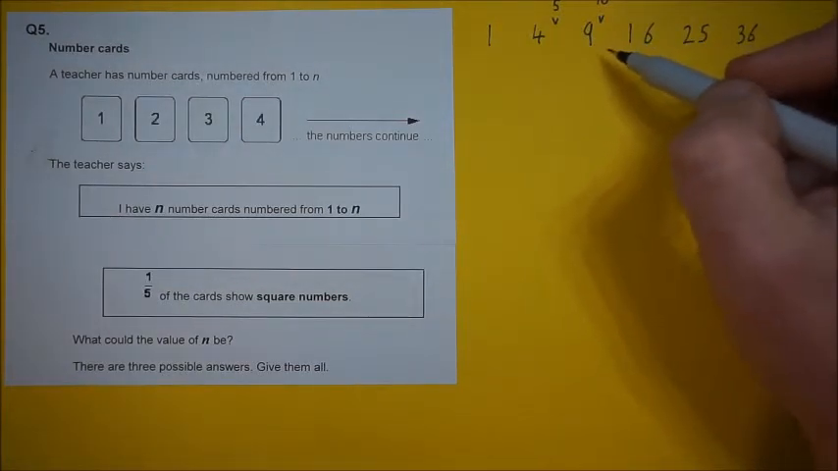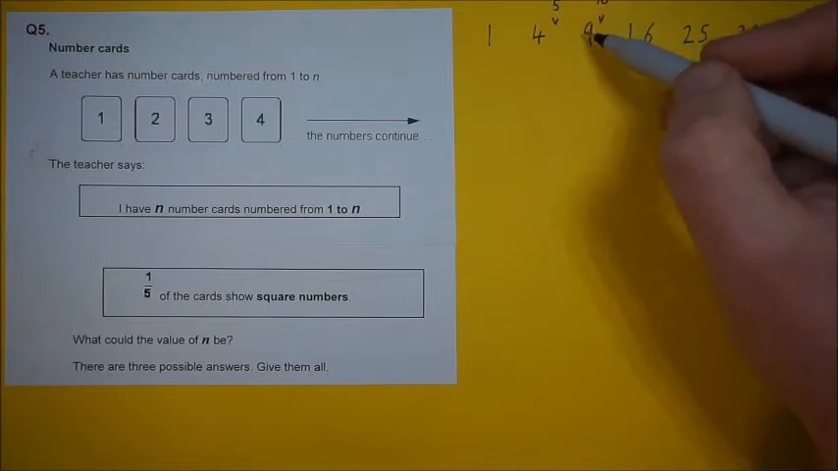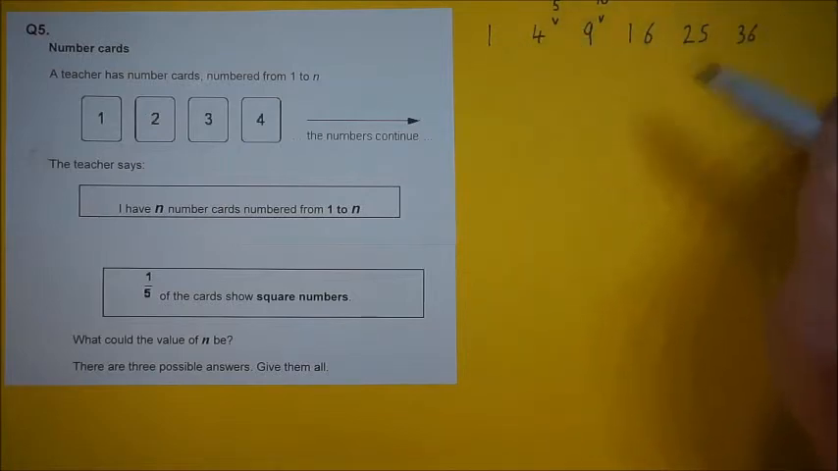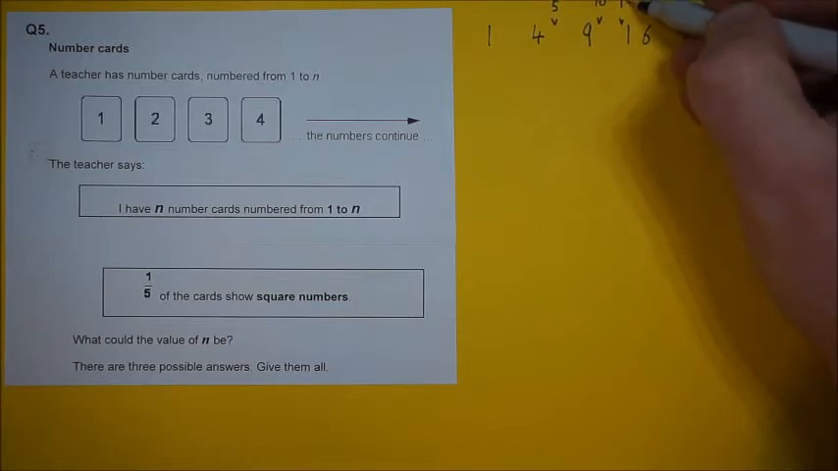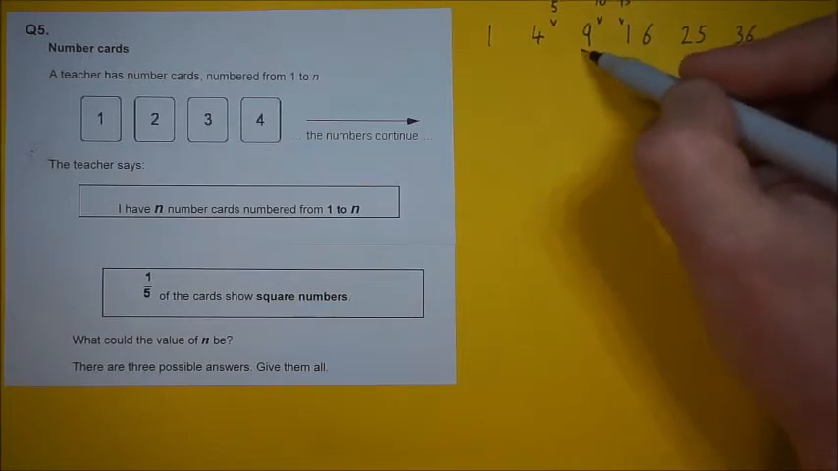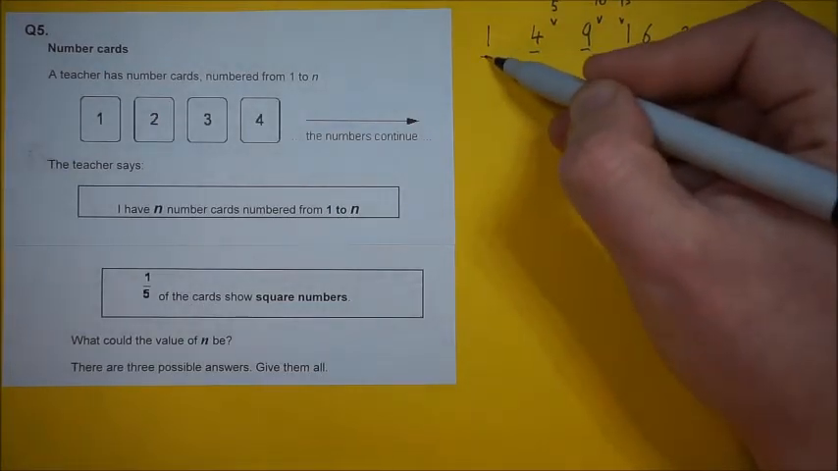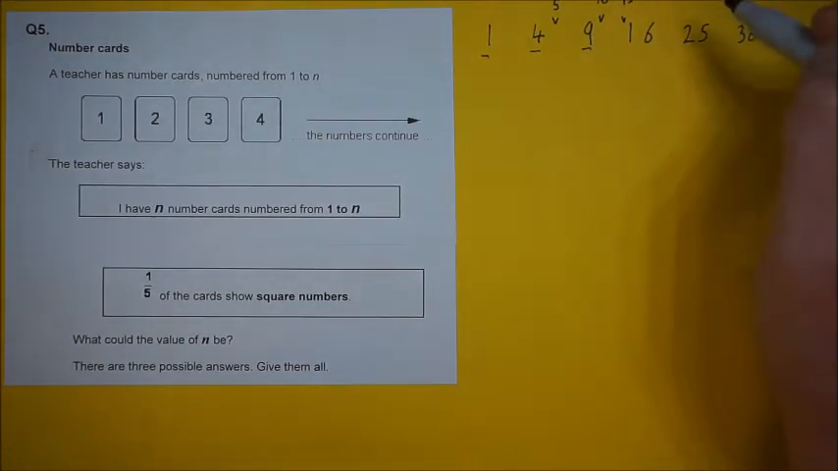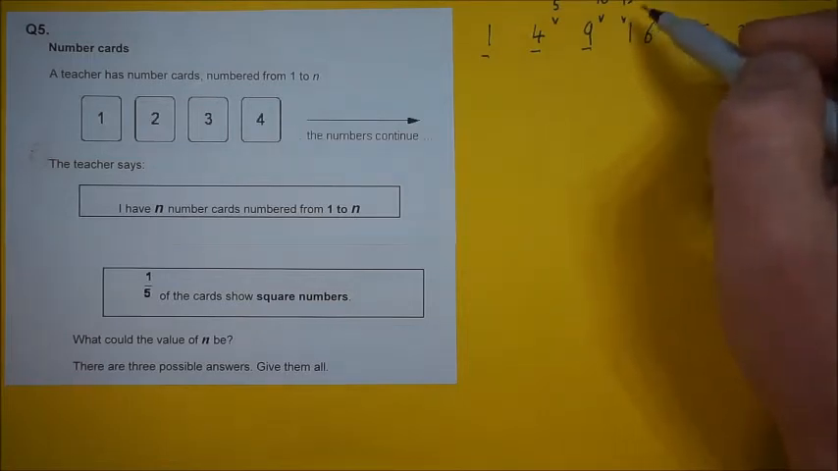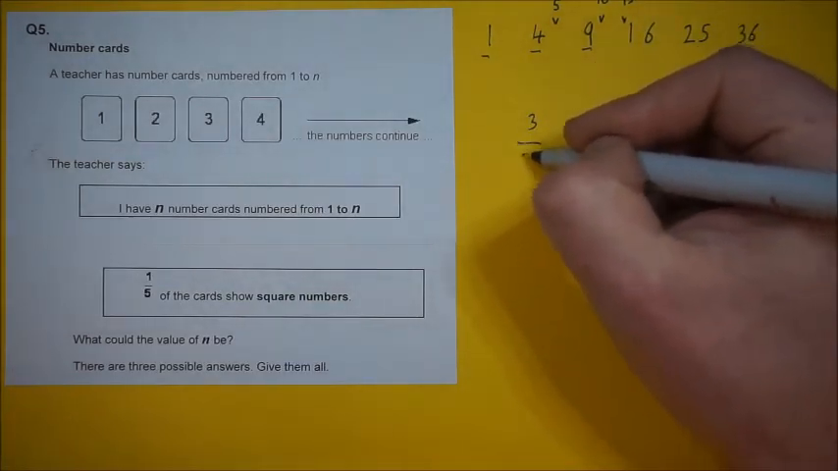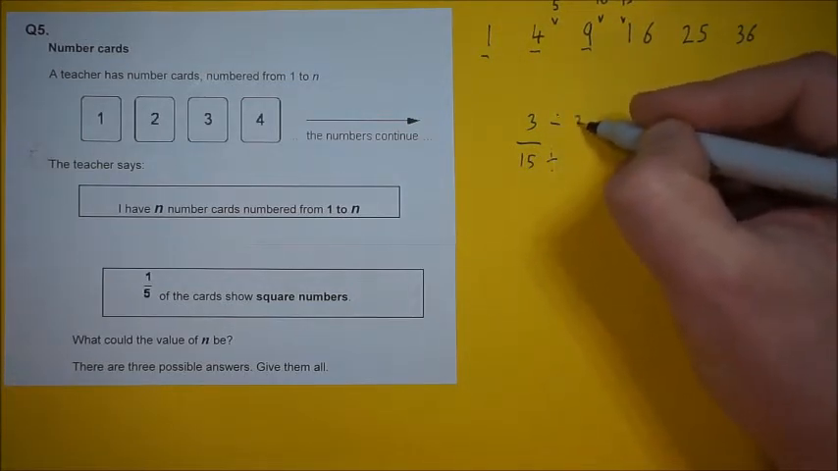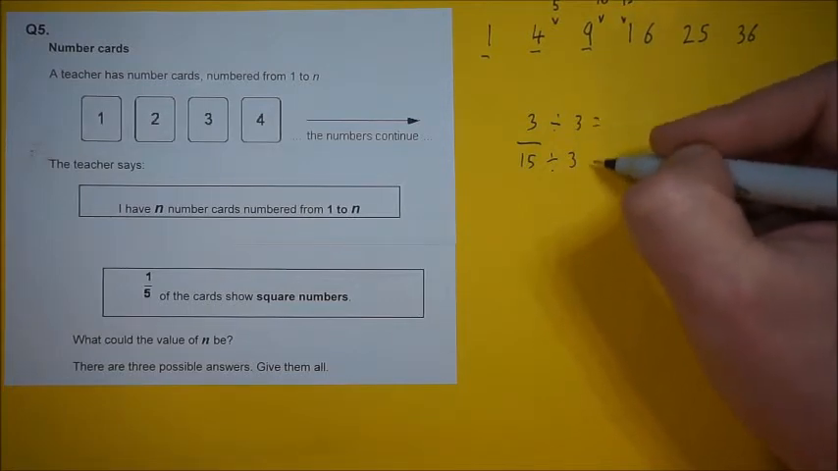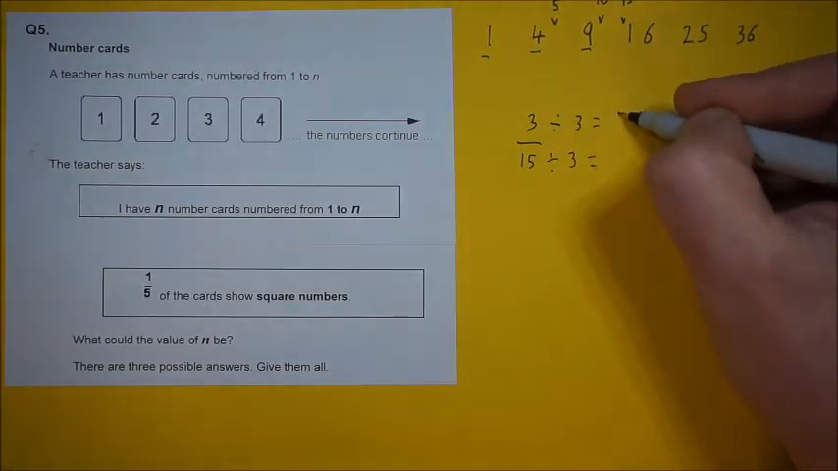So if they had 9, 4 and 1, that would mean there have to be 15 cards in total. So 15 would go in here. So 15 fits in 3 square numbers. The remaining numbers are not square. 3 15ths can be simplified by dividing by 3, top and bottom, to give us an equivalent fraction of 1/5.